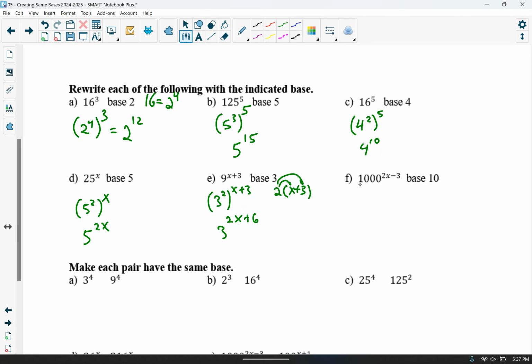And we see that again with F, with 1,000 to the 2x minus 3 power. And we're going to write that with a base 10. 1,000 would be 10 to the third power, and that's going to be raised to the 2x minus 3 power.